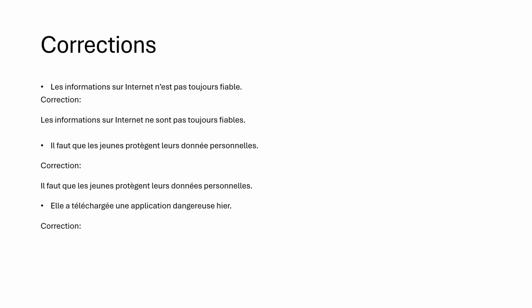Finally, elle a téléchargé une application dangereuse hier. The correct one is elle a téléchargé une application dangereuse hier. The difference is the past participle télécharger does not agree with the subject when used with avoir unless there's a direct object preceding the verb. Basically, what that means is when you're in the past tense, you say elle a regardé with just an e, elle a téléchargé with just an e.